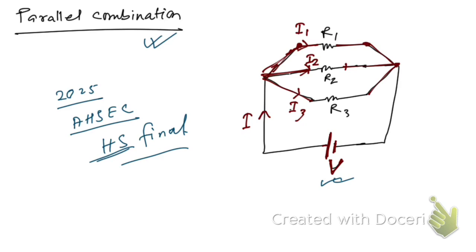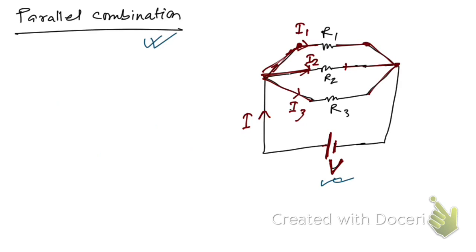So now you see, in this case the effective or equivalent resistance, let me write here Rp, will be given by 1 by Rp is equal to 1 by R1 plus 1 by R2 plus 1 by R3. That's how we calculate. Then we have to take the reciprocal of this 1 by Rp, and then you will get Rp, right?